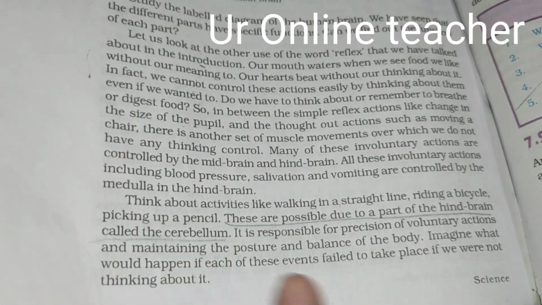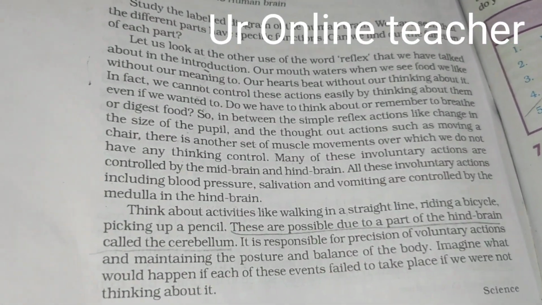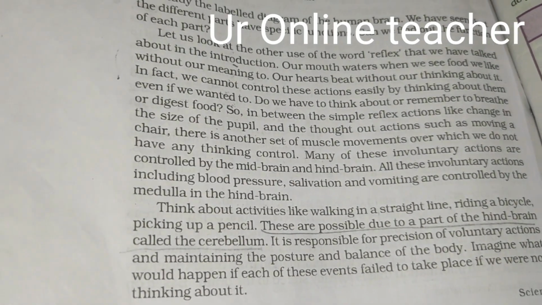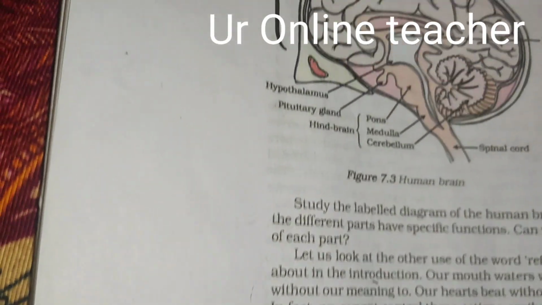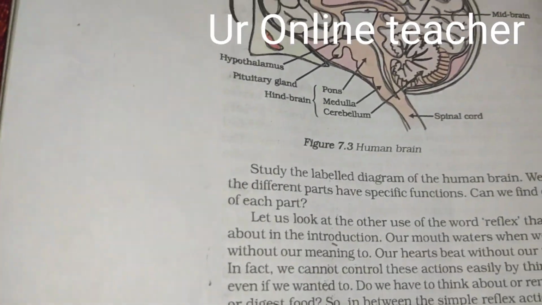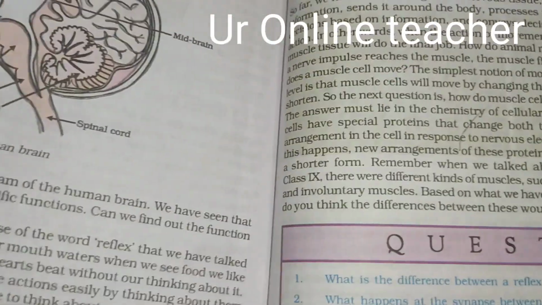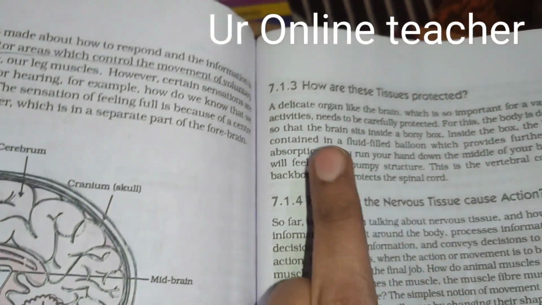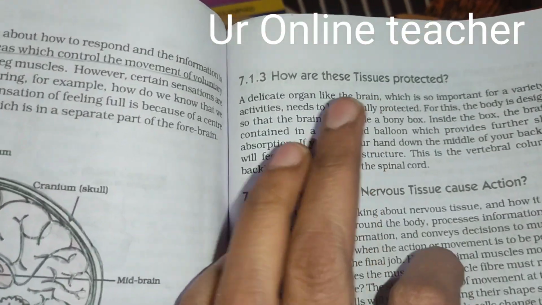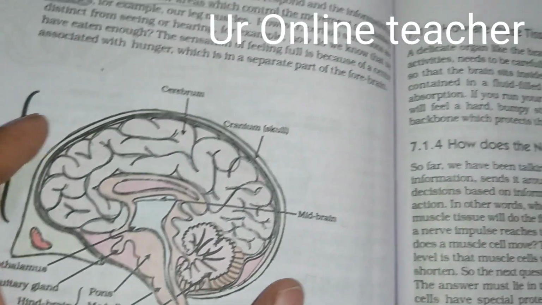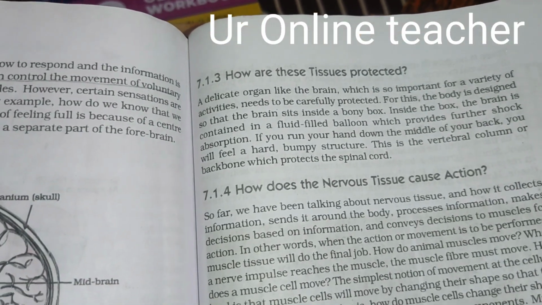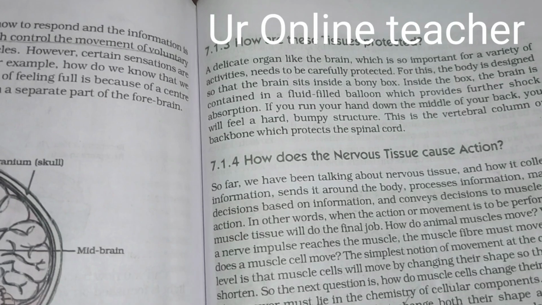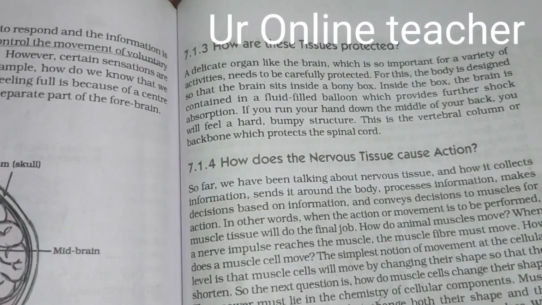So imagine what would happen if it fails. We cannot stand still and our posture will not be maintained. Our balance of the body will be lost. So then, a delicate organ like brain. A brain is a very delicate and soft organ which is so important for a variety of our activities. So it should be carefully protected.